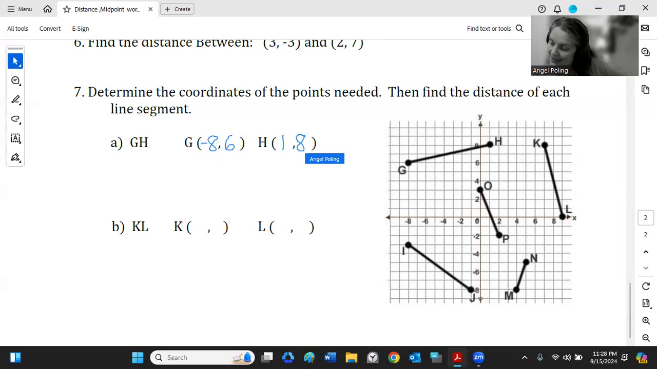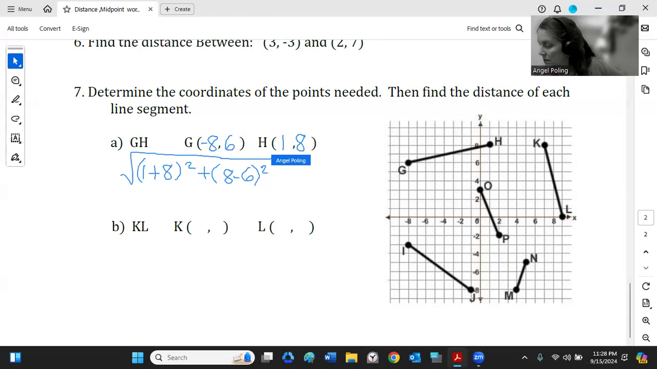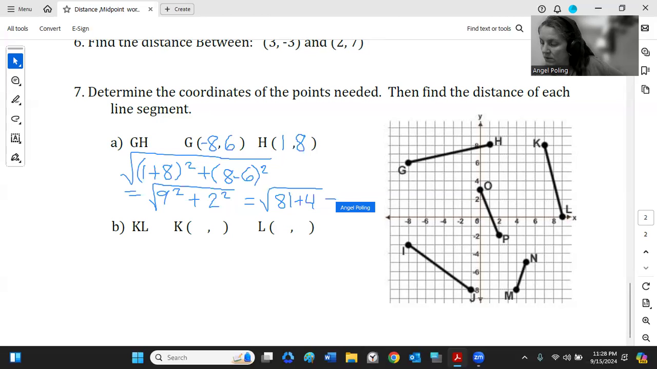So the difference in x plus the difference in y square rooted is 9 squared plus 2 squared square rooted, which is the square root of 81 plus 4, which is the square root of 85. So the distance is the square root of 85.